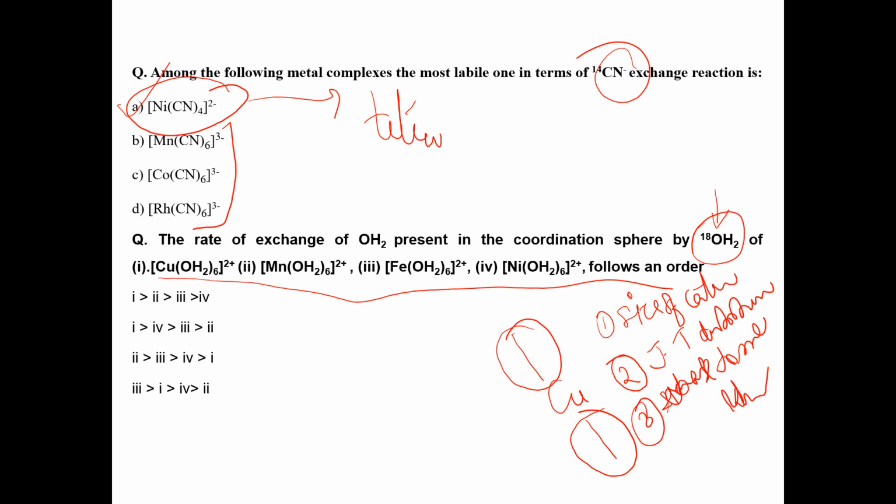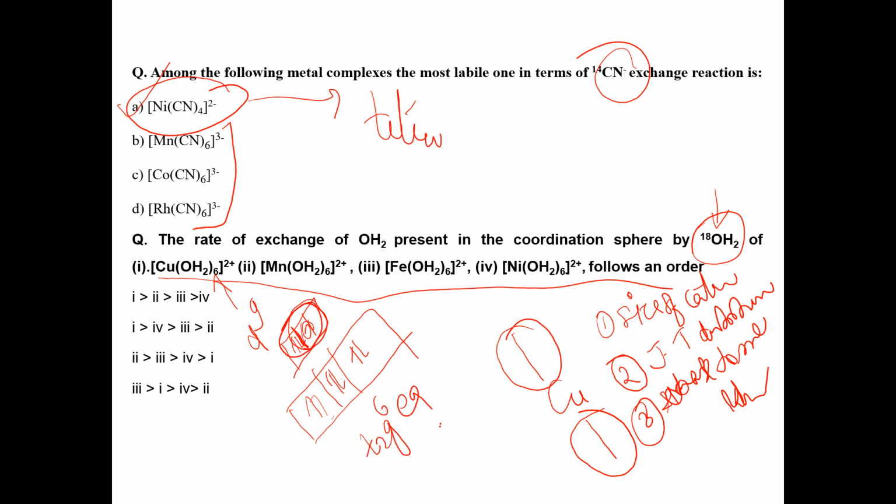In this case it is a d9 configuration, and if I fill them, sorry, it is t2g6 eg3. So you can see the electron configuration: eg is unsymmetric here, so Jahn-Teller distortion will occur. That's why this complex is more labile among all.